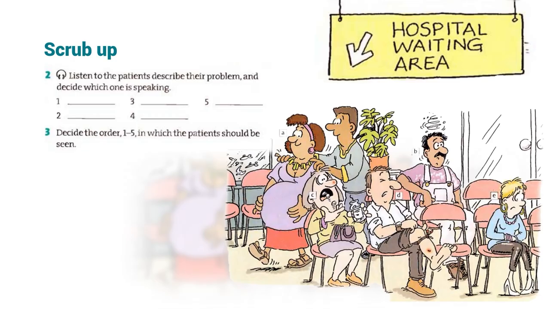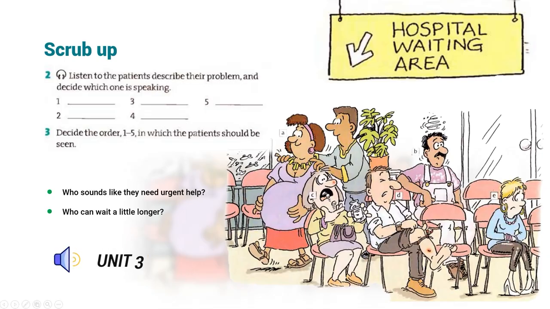Decide the order 1 to 5 in which the patients should be seen. So think about, who sounds like they need urgent help? Who can wait a little longer? Use your judgment and maybe even discuss it with a partner. Ready? Let's play this recording and see what we can pick up.